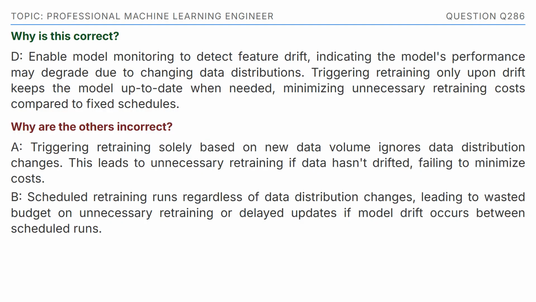A, triggering retraining solely based on new data volume ignores data distribution changes. This leads to unnecessary retraining if data hasn't drifted, failing to minimize costs. B, scheduled retraining runs regardless of data distribution changes, leading to wasted budget on unnecessary retraining or delayed updates if model drift occurs between scheduled runs.